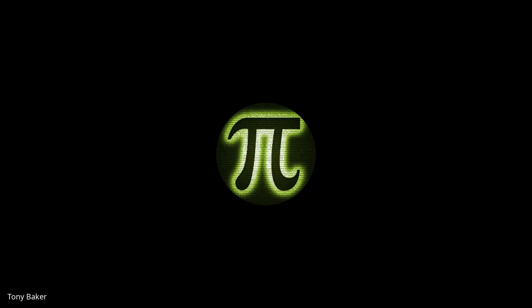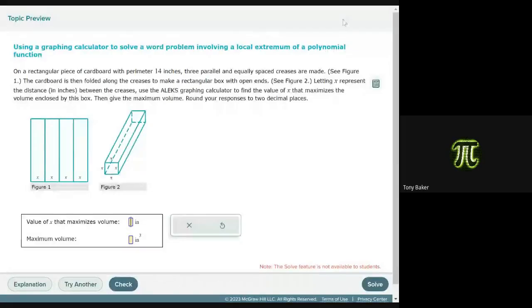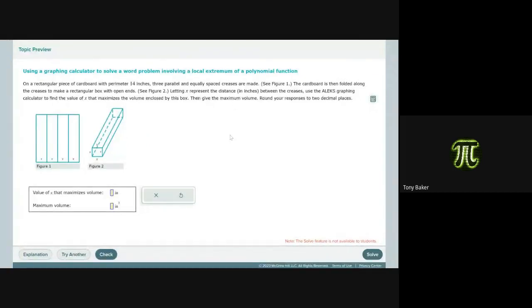Word problems. All right, try this one. Remember, when you're looking for volume, the key is formulas: length, width, and height. So get those set up first.